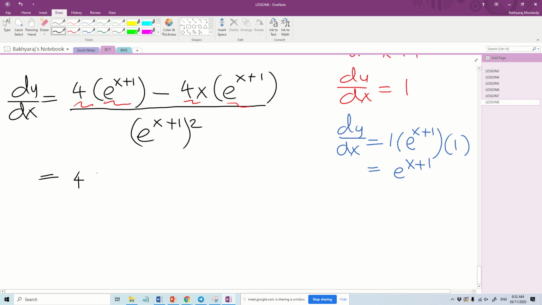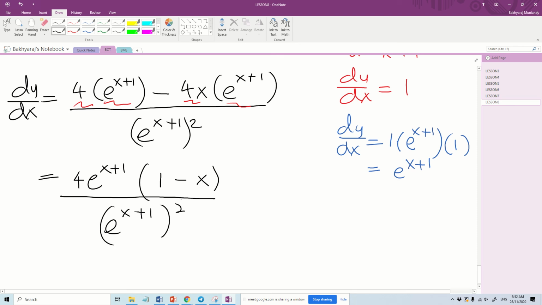Okay, I can take the exponent out, so exponent x plus 1. And then in the bracket, what do we get? 1 minus x, over x plus 1 squared.